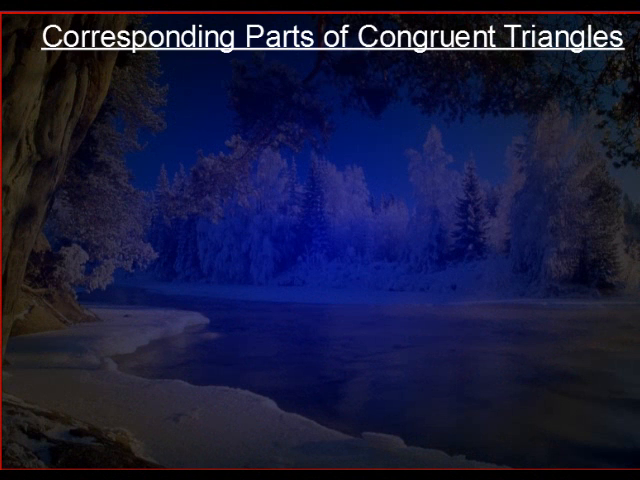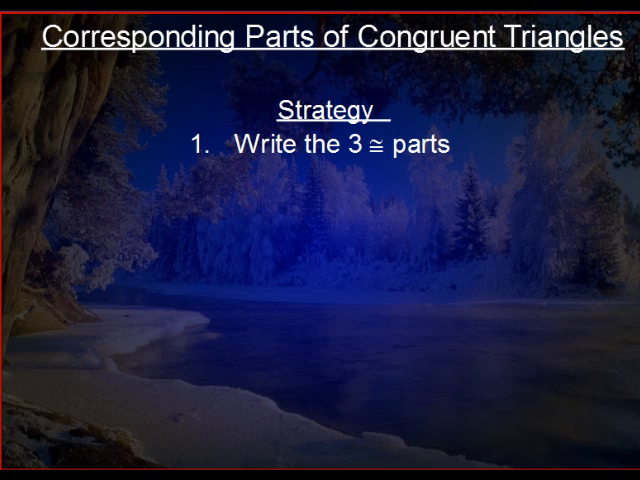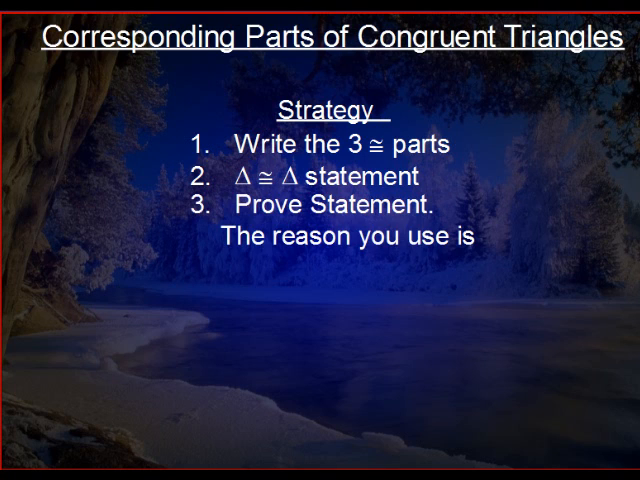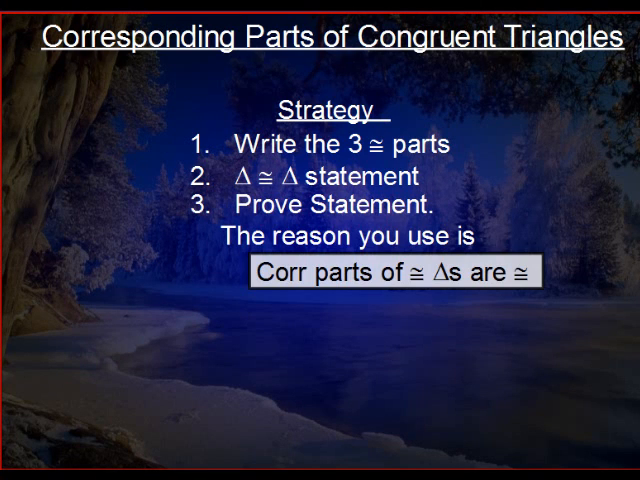This video is going to focus on proofs regarding corresponding parts of congruent triangles. The strategy for this is that you'll want to write the three congruent parts and then state that the triangles are congruent. So you would have your congruent statement. After that, once you've established that the triangles are congruent, then you would just simply write the proof statement. And the reason that you would use for it is this: corresponding parts of congruent triangles are congruent.